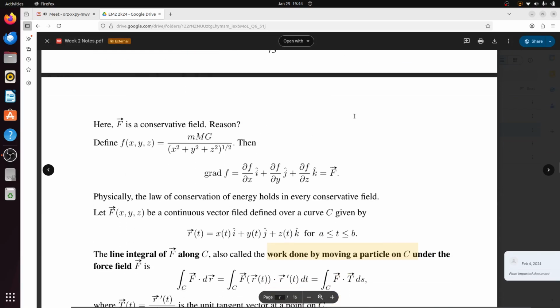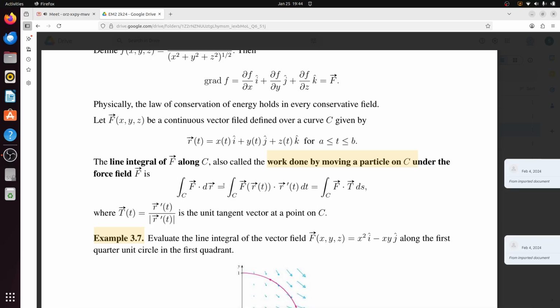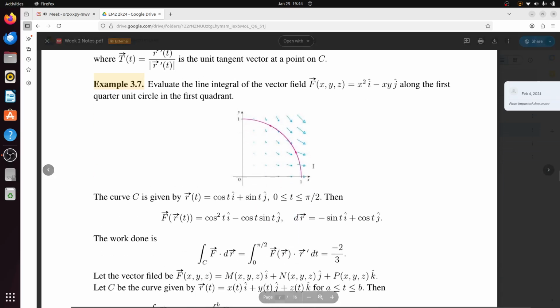So next, move to this. I have told you that the line integral of a vector field, force field F along curve C, is called the work done by moving a particle on C under the force field F. So that is F dot dr. Just recall that I told you this in the initial part. So this line integral will be F dot dr, and this dr you can write as dr/dt dt, right?